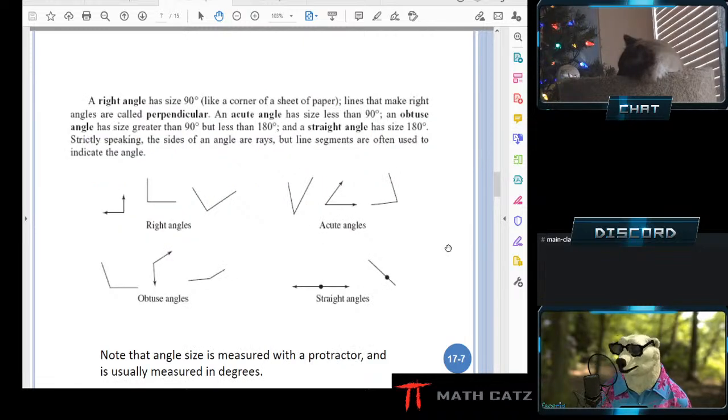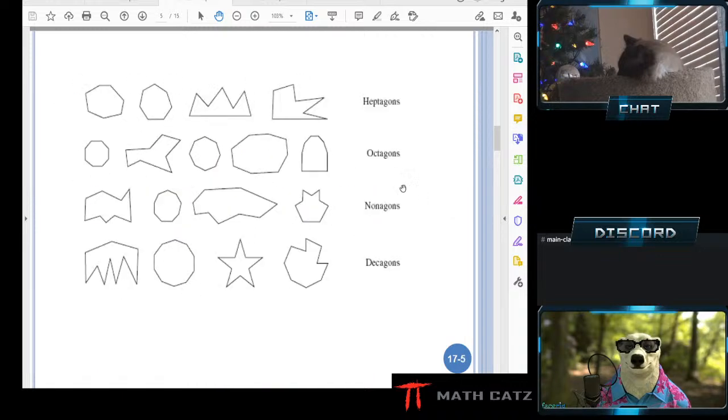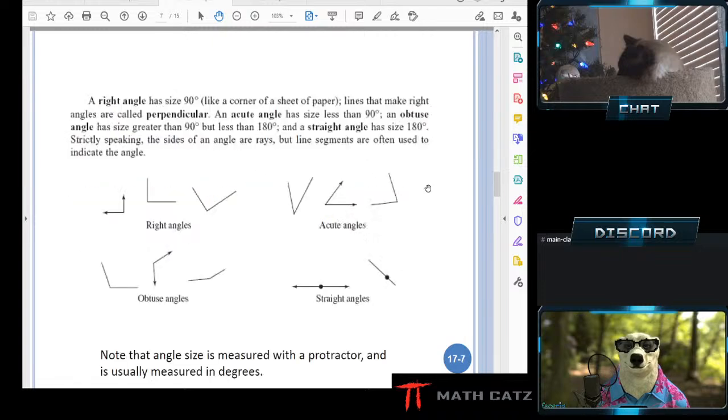Okay, so let me just briefly talk about angles. We're not going to worry about them too much until much, much later. But we have different kinds of angles. And when we talk about the angles of a polygon, we talk about the interior angles inside the shape. We have our familiar right angle, 90-degree angle, or square angle, or whatever you want to call it, right angle.